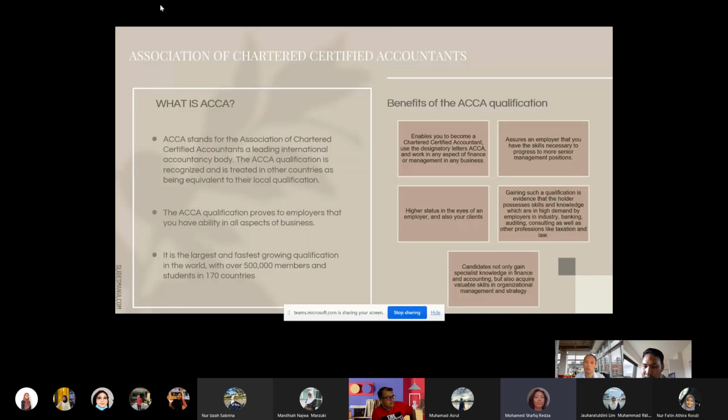Gaining such a qualification is evidence that the holder possesses skills and knowledge which are in high demand by employers in industry, banking, auditing, consulting, as well as other professions like taxation and law. And lastly, candidates not only gain specialist knowledge in finance and accounting, but also acquire valuable skills in organization, management and strategy.